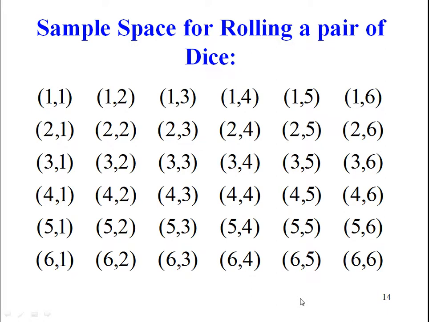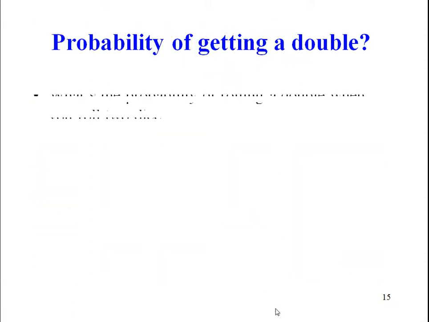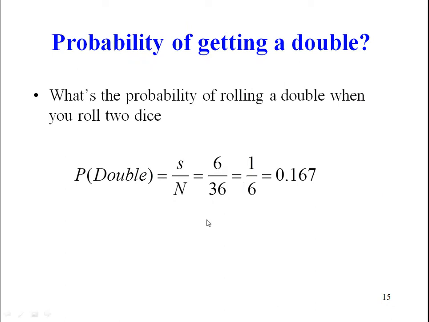So what's the probability of a double? Well, how many doubles do we have? We have the 1, 1; 2, 2; 3, 3; 4, 4; 5, 5; and 6, 6 out of 36. So the probability of a double is just 6 out of 36, or 1/6, or 0.167. So there's some basic probability calculations, and of course feel free to move the video back to catch anything that you missed. It's a nice thing about videos.